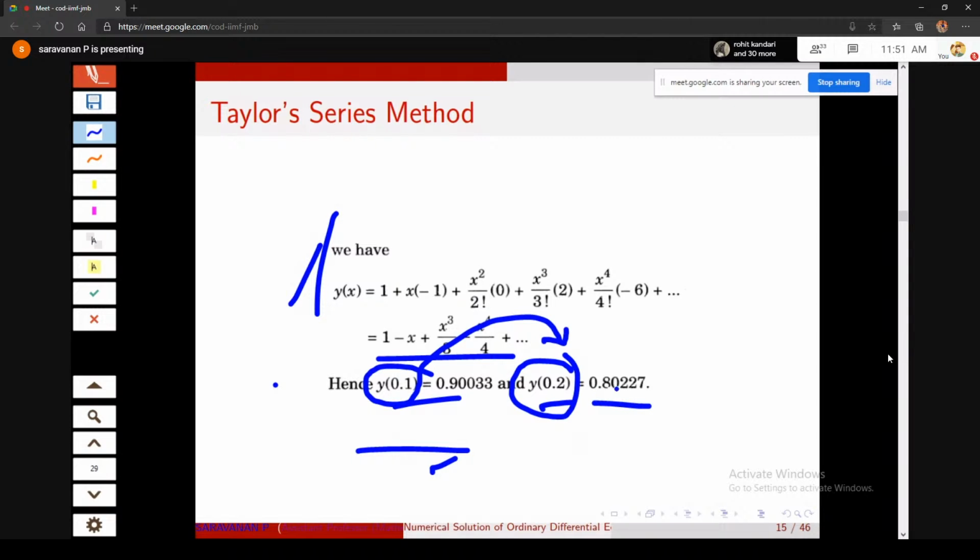In place of 0.80, maybe you will get 0.81 something. Okay, but this answer is more accurate than this one. So h you have to choose as small as possible. That is the thing.